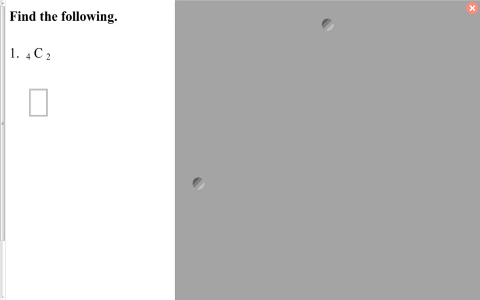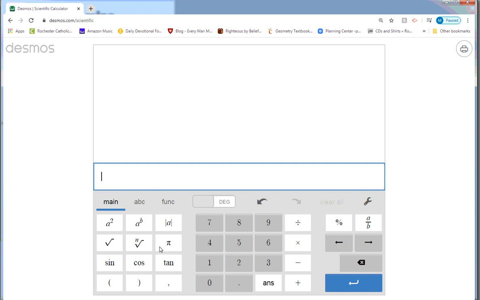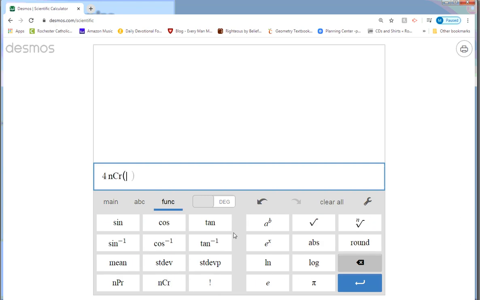Others would say just use that calculator. Pop up the Desmos calculator. We do clear it out. We've got the 4 function nCr.